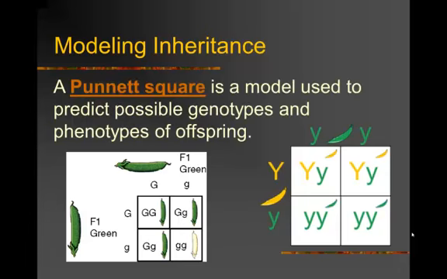In modeling inheritance, we usually use one of two things, and one thing we use is a Punnett square. The Punnett square is a model used to predict possible genotypes and phenotypes of offspring. And we're going to learn how to do this with these models in class. So I'm going to teach those how-tos in class.